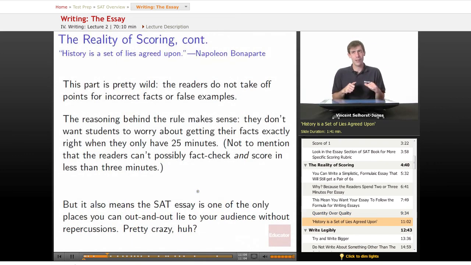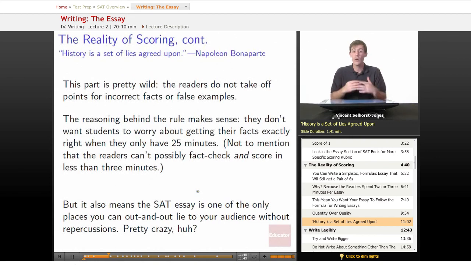Also, this part is kind of crazy. The readers aren't going to take off any points for incorrect facts or false examples. There's actually a pretty good reason behind this. They don't want students to worry about getting their facts exactly right when they only have 25 minutes. I mean, does it really matter if you accidentally screw up and call the Civil War 1865 versus 1860 versus 1870? If you had more time, you'd look at it in a book and fact-check yourself and put the right thing in from the beginning. So they are in fact not allowed to take points off for incorrect facts or incorrect examples.